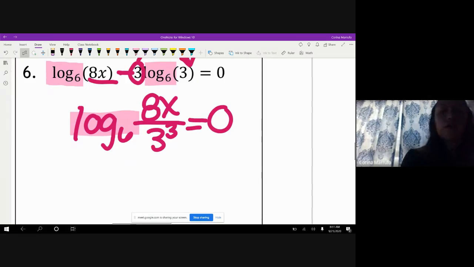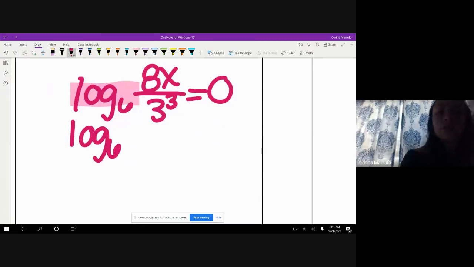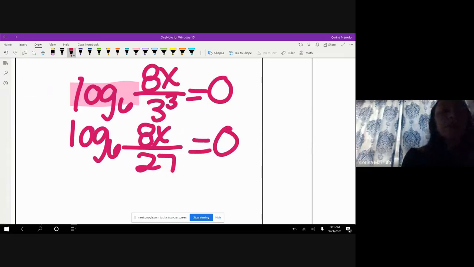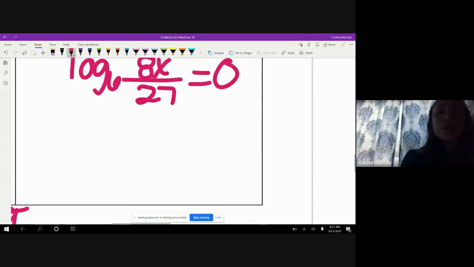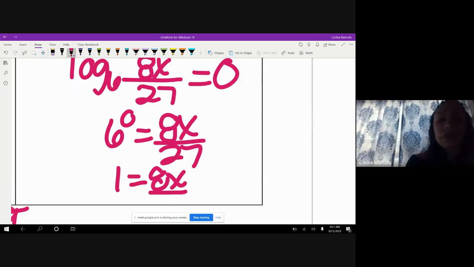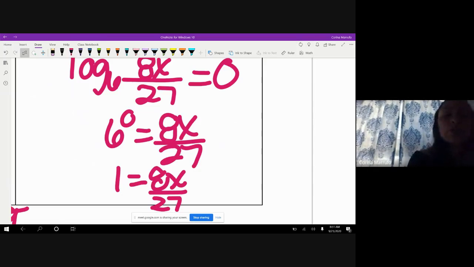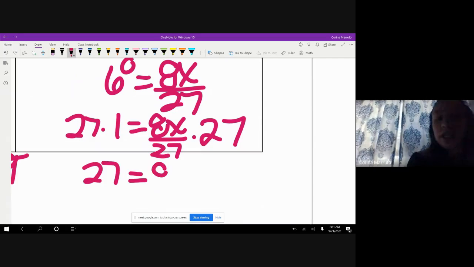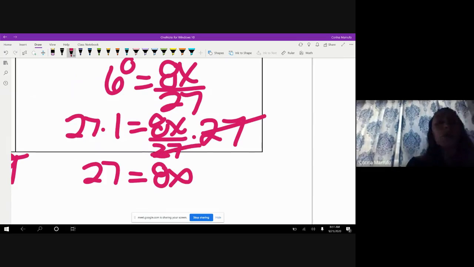Okay. Now, 3 times 3 times 3 is 3 to the third power. That gives us 27 equals 0. So now we're ready to rewrite this in exponential form. So it's going to be 6 to the 0 power equals 8x over 27. And remember, anything to the 0 power is 1. Okay, we're still trying to solve for x, so we're first going to get rid of the 27 in the denominator by multiplying both sides by 27. So we get 27 equals 8x, because these cancel out.